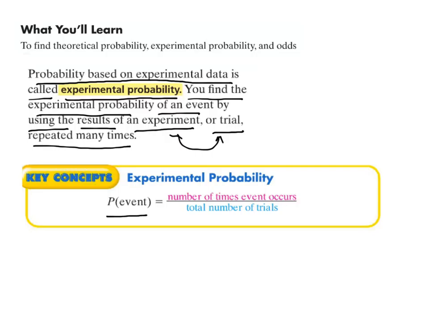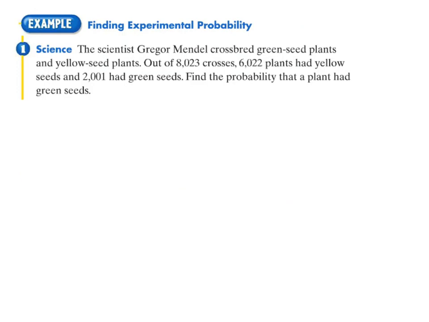The probability of an event is the number of times the event occurs divided by the total number of trials. In other words, the total number of trials is the number of times you have conducted the experiment, and the number of times the event occurs is how many times what you were looking for occurred in the experiment. So the experimental probability of an event is the number of times the event occurs divided by the total number of trials. Let's look at this problem.